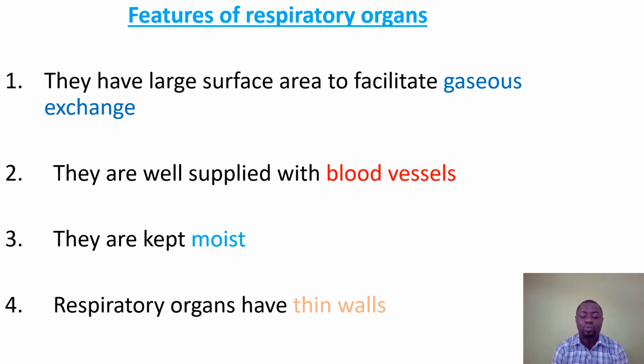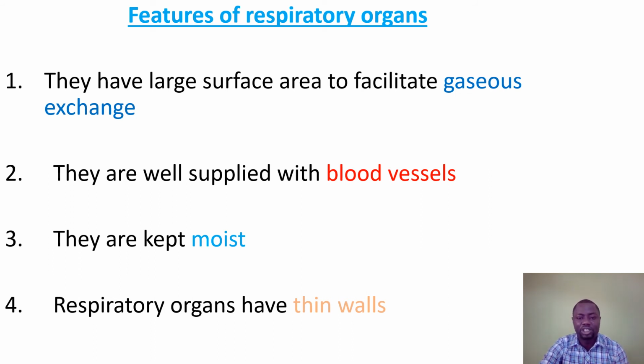Respiratory organs have thin walls because oxygen and carbon dioxide will be coming in and out. Now, if the walls are thick, it will make it difficult for the oxygen to go in or out of it, like the carbon dioxide. So they need thin walls so that it will enhance easy exchange of gases. When the wall is thin, carbon dioxide and oxygen can pass through the walls easily.